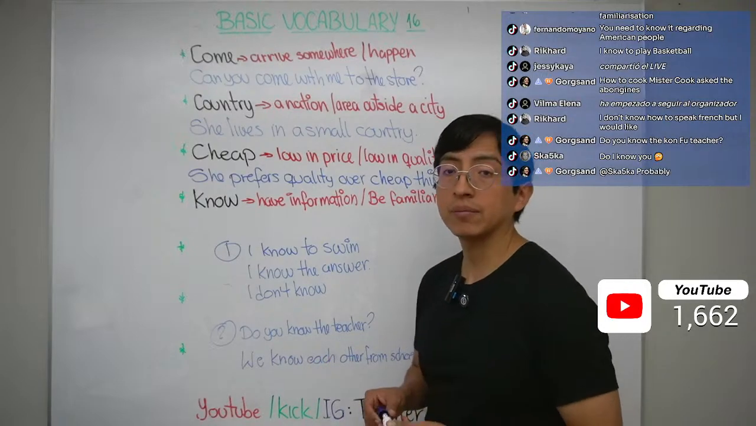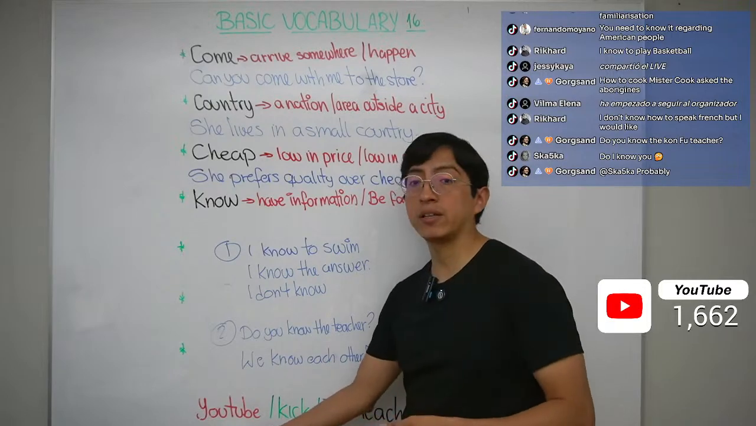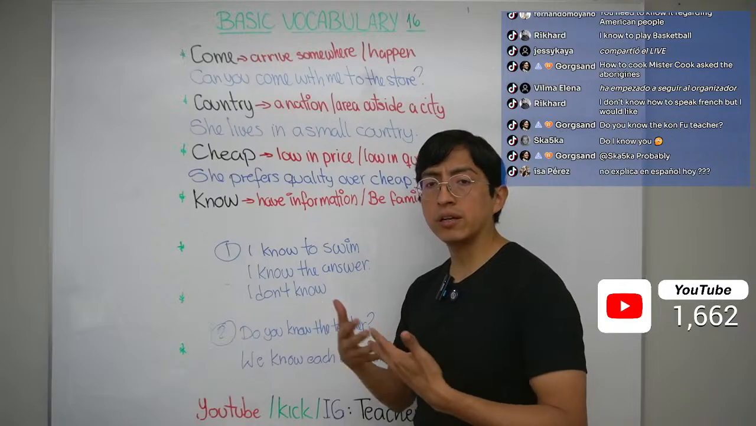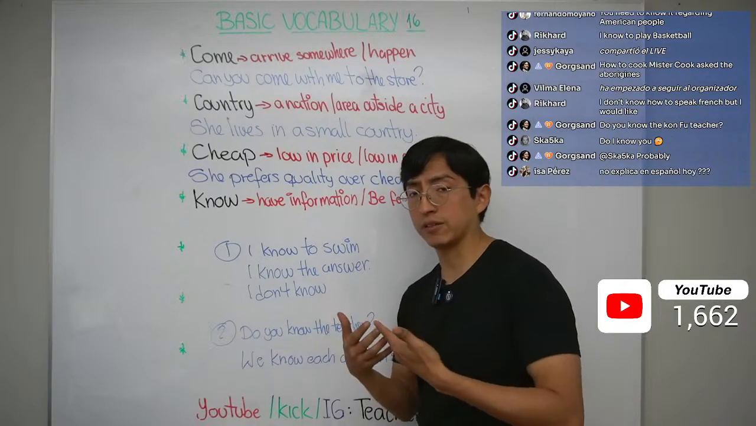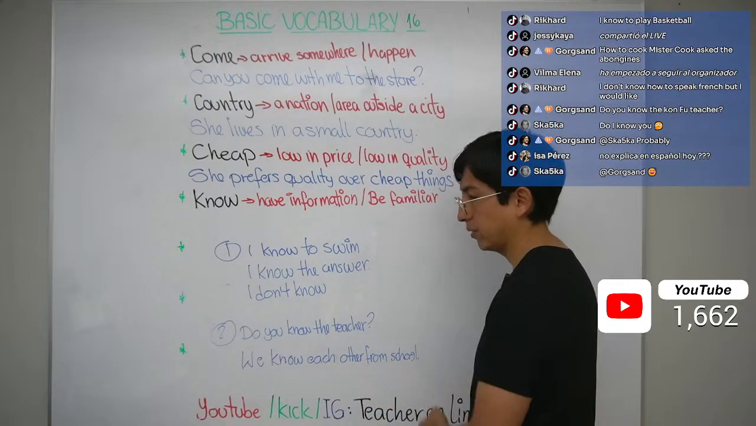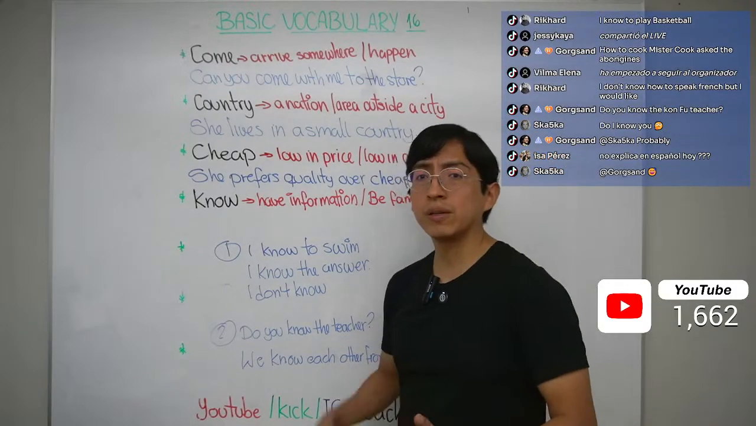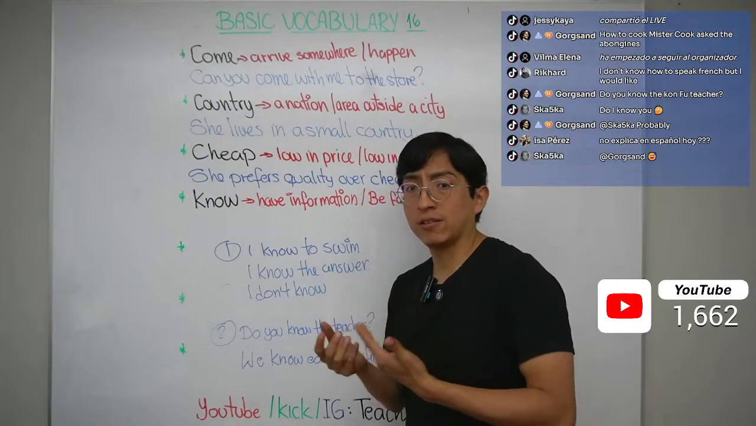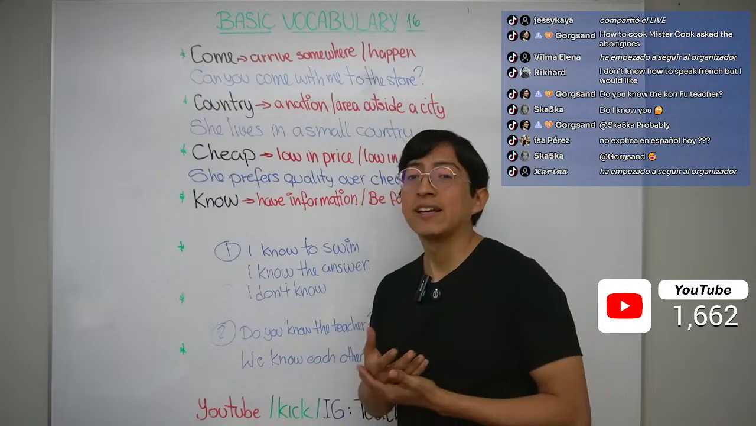So it means that I met this person when I was in school, and we are still friends, no? We are still friends. So this is the second meaning. We know each other from school. We studied together, we've been classmates, and we've been friends since that time.